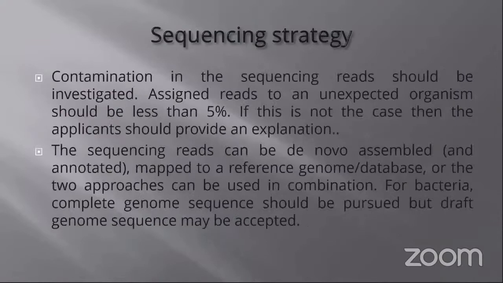Sequencing strategy continued: contamination in the sequencing reads should be investigated. Reads assigned to an unexpected organism should be less than 5%. If this is not the case, then the applicant should provide an explanation. The sequencing reads can be de novo assembled and annotated, or mapped to a reference genome database. A complete genome sequence should be pursued, but a draft genome sequence may be accepted.